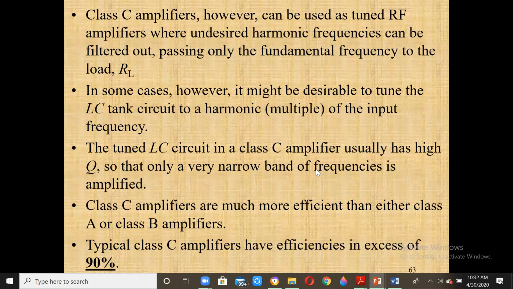So we see that the LC circuit will pass only a very narrow band of frequencies while removing all the other frequencies. The class C amplifiers are much more efficient than either class A or class B. Typically, class C amplifiers have an efficiency of 90%. Ideally speaking, 100%, but never so. It will be 90%.